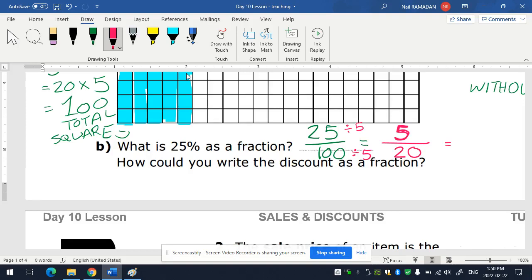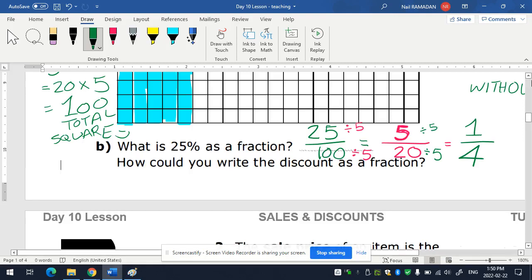Guess what? Let's do yet another division of 5. Divide by 5. Divide by 5. What's 5 divided by 5? What's any number divided by itself? It's a solid 1. And what's 20 divided by 5? 4. So 1/4. That's why whenever I say 25%, I will always replace it with 1/4, because it's exactly the same meaning.